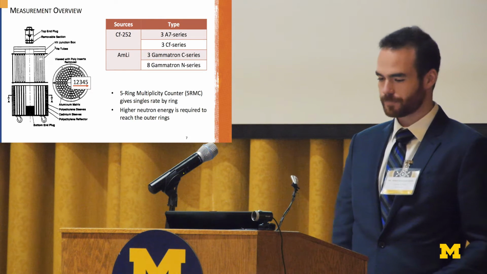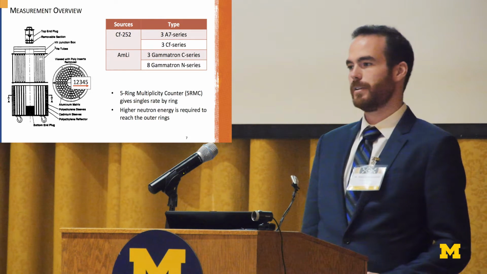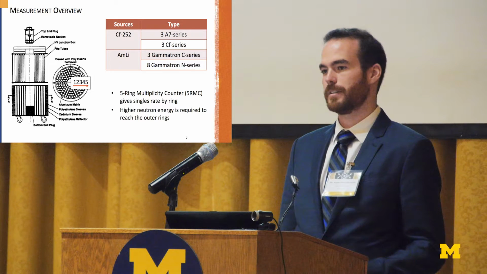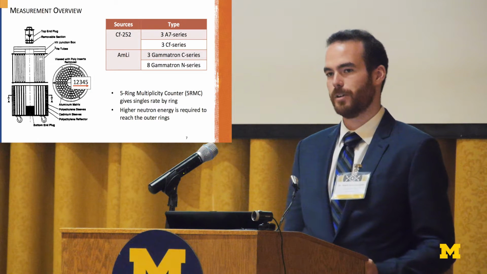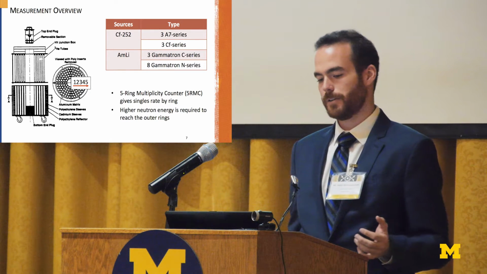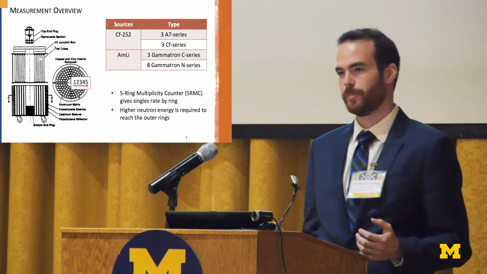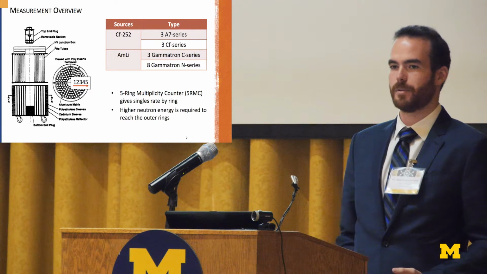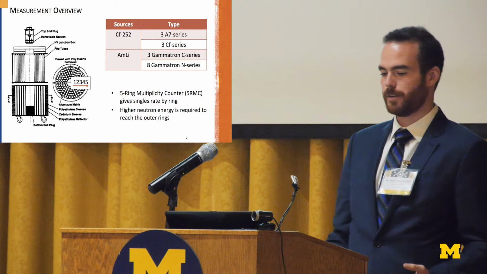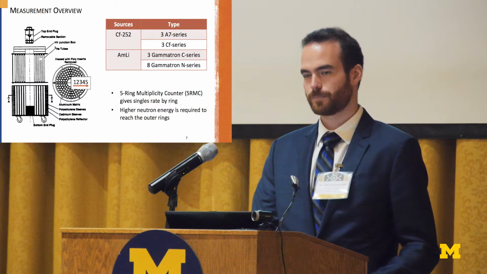The rings are numbered 1 through 5, with 1 being the inner ring and 5 being the outer ring. So we measured californium sources. First, we measured 6 of those. The reason we looked at californium is because it has a very well-known and very consistent energy spectrum. So we used californium as a sort of benchmark. And then we also measured 11 AMLI sources.